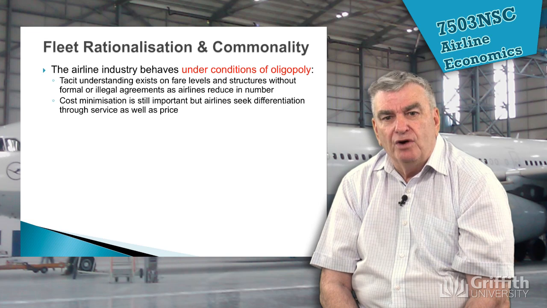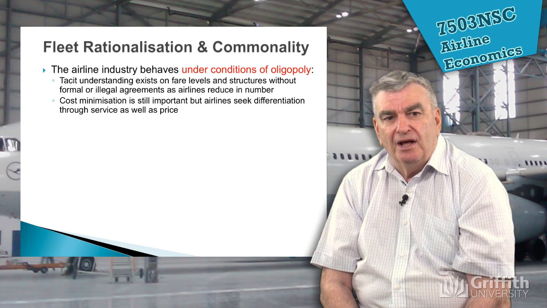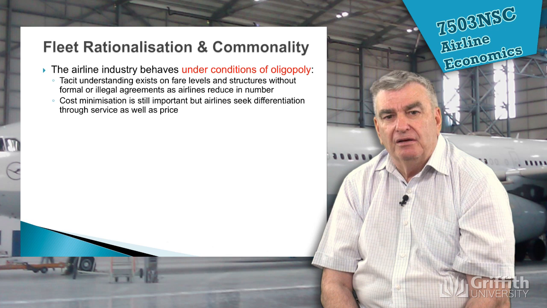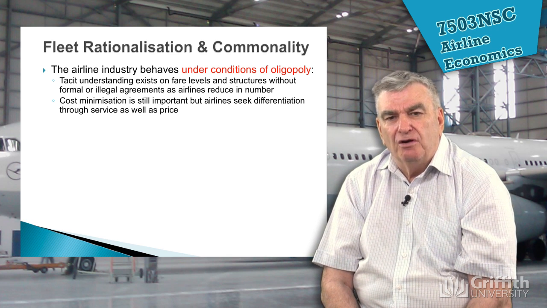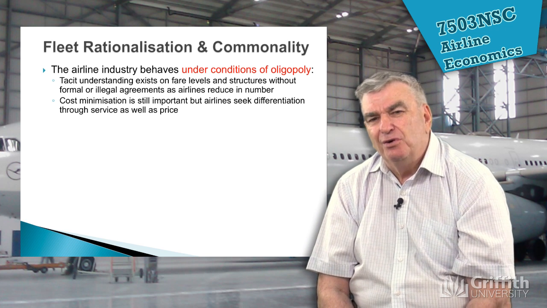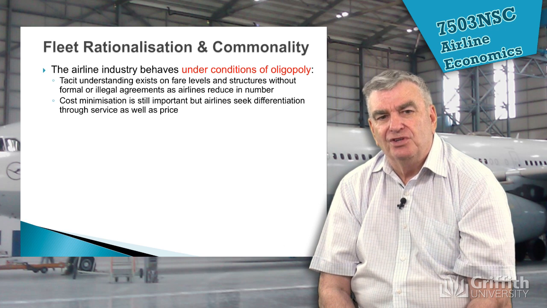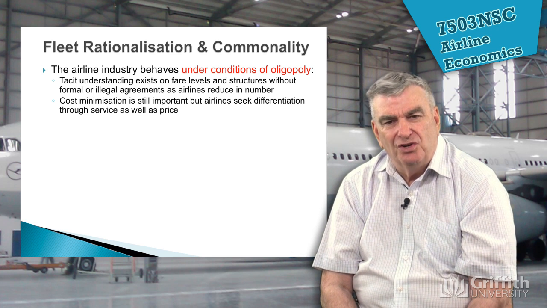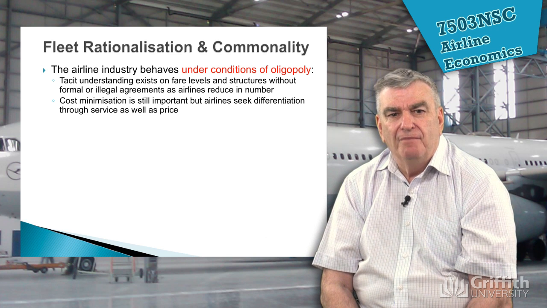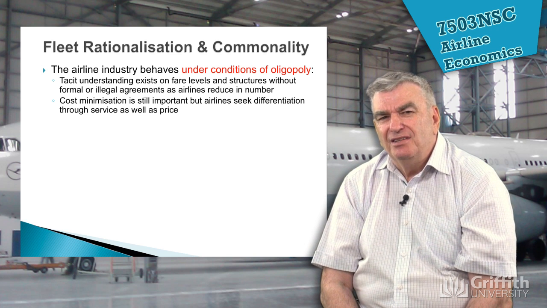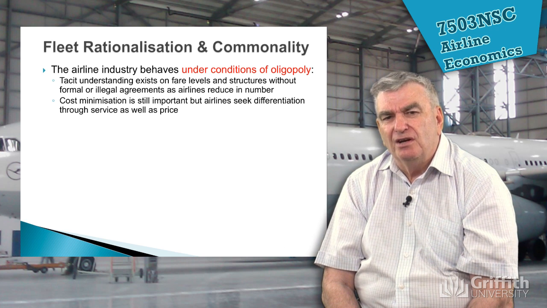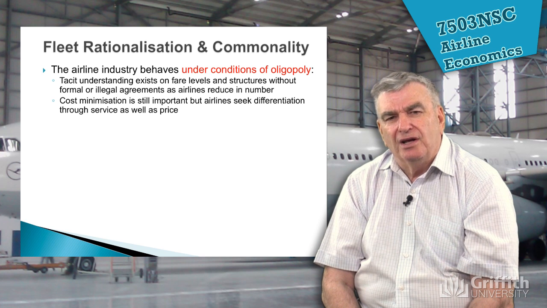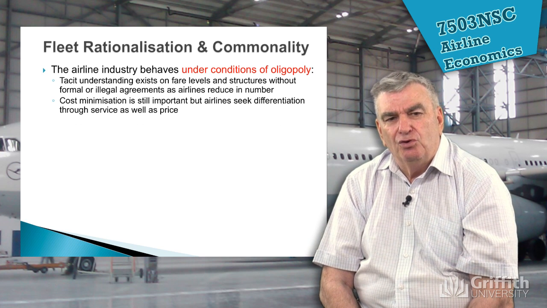If we look at fleet rationalisation and commonality, we know that the airline industry behaves under the conditions of oligopoly. That is, there aren't a lot of players about in certain areas. For example, in North America and the United States, there are only really 4 major carriers there now. In Australia, there are really only 2 major carriers, and then their various subsidiaries. So all of this means that airlines operate with a tacit understanding amongst themselves that, well, we won't really try to undercut each other, or else we'll be cutting our own throats.